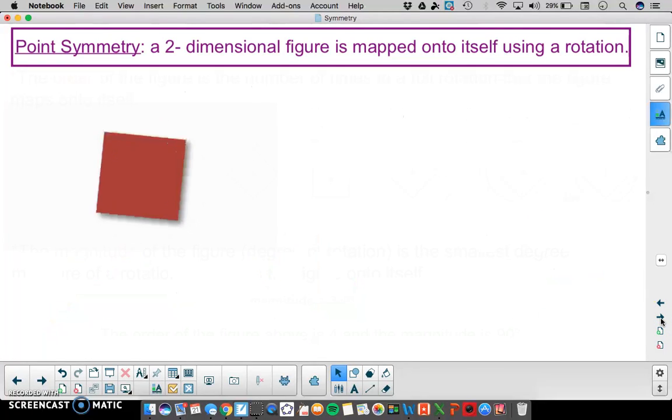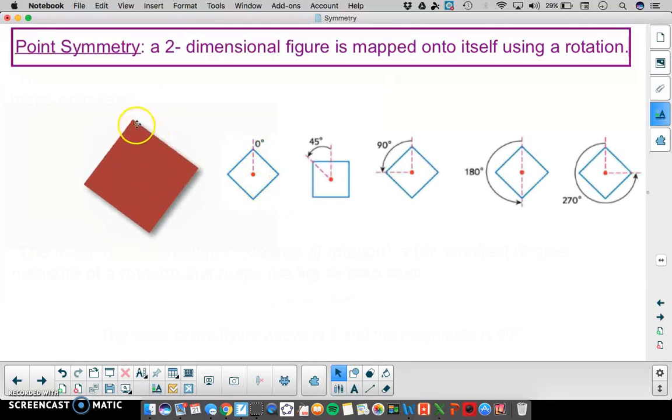Next, we have point symmetry. This is when a two-dimensional figure is mapped onto itself using a rotation. So notice this figure here. Starting from this position at 0 degrees, if we were to rotate that figure, notice how many times it looks like that original image. So we could say here, here, here, and then back to normal. So we would rotate that 90 degrees, 180 degrees, 270 degrees, and all of those images look exactly like my original. So that would be an example of a figure having point symmetry.